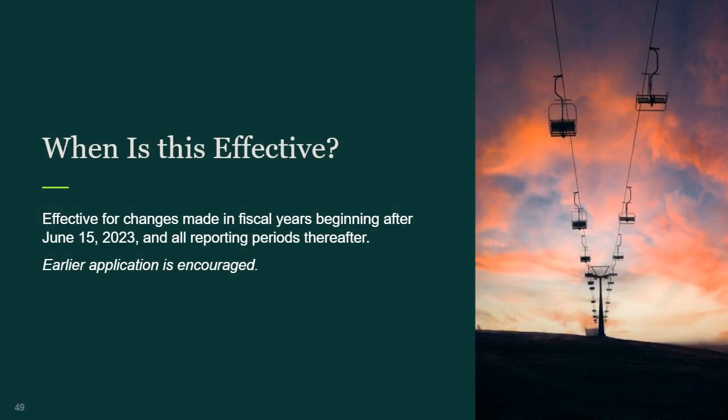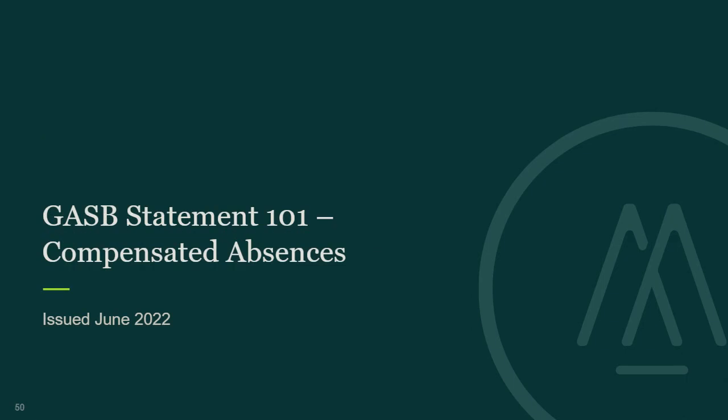When is this effective? Well, it's effective for fiscal years beginning after June 15, 2023, and all reporting periods thereafter. Now, practically speaking, I think this would be a good one to consider early implementing. It has some good ways to present these sorts of changes. So if you're implementing SPEDA this year, consider implementing Statement 100 along with that. And I'll turn it over to Ashley to finish us off on Statement 101.